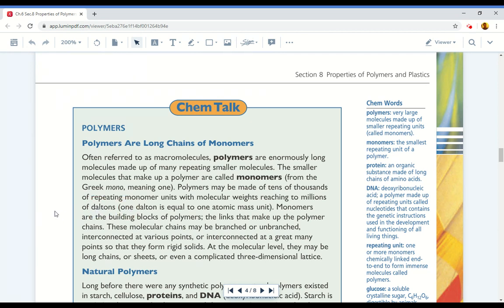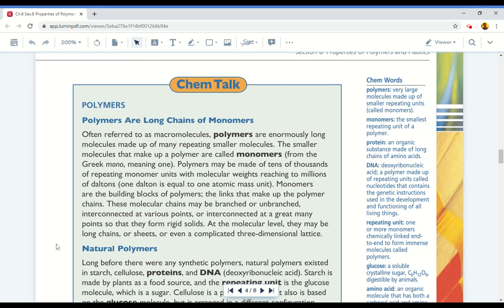1 dalton is equal to 1 atomic mass unit. Monomers are the building blocks of polymers, the links that make up the polymer chains. These molecular chains may be branched or unbranched, interconnected at various points, or interconnected at a great many points so that they form rigid solids. At the molecular level, they may be long chains or sheets, or even a complicated three-dimensional lattice.